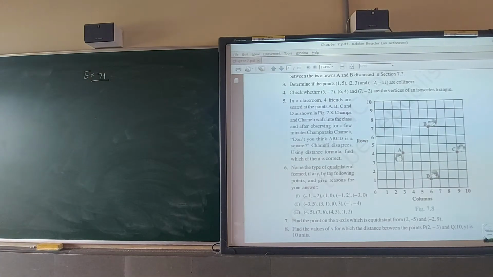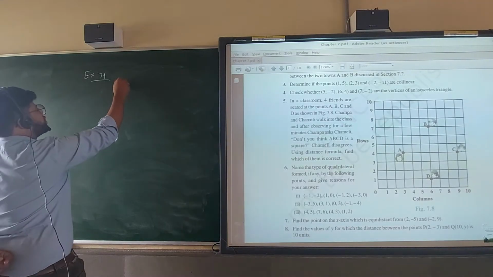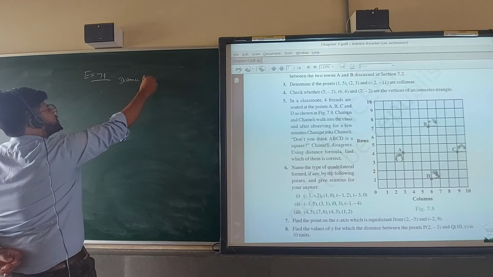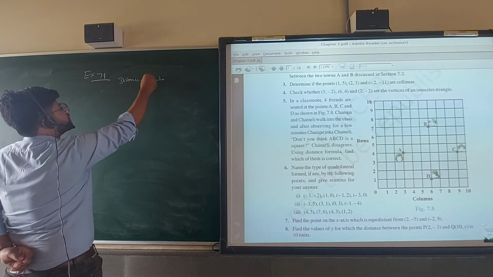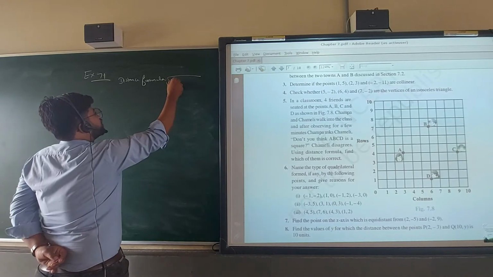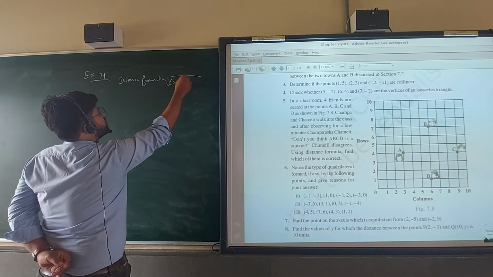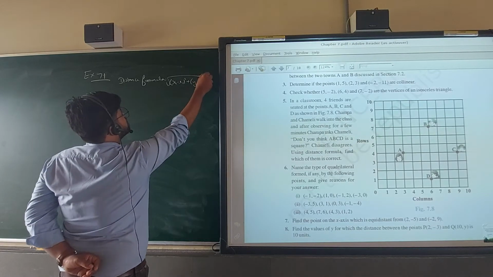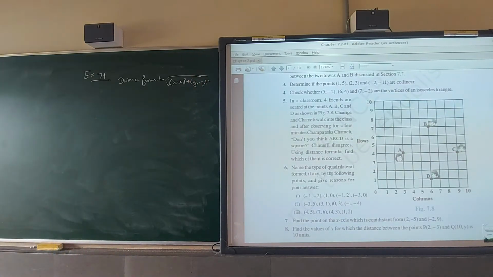Today we start exercise 7.1, question number 5. We already discussed the distance formula, if you all remember. The formula is the square root of (x2 minus x1) whole square plus (y2 minus y1) whole square. This is the formula for the distance between two points.